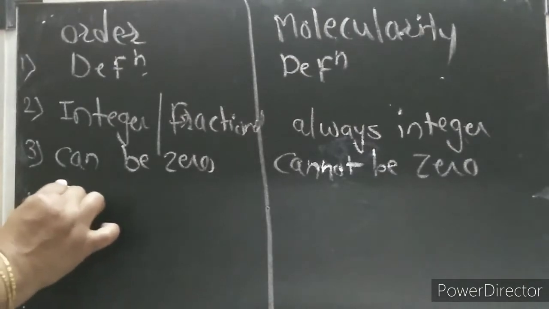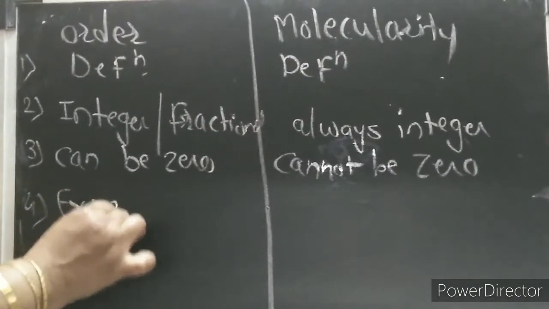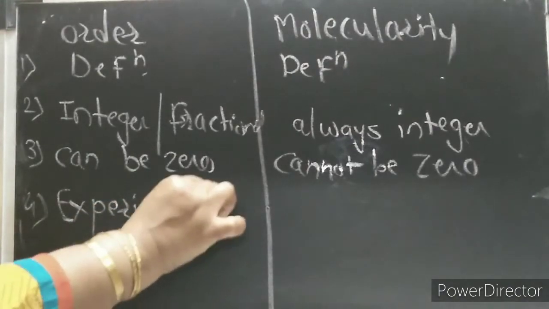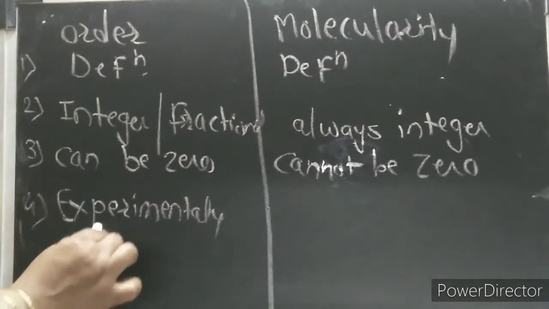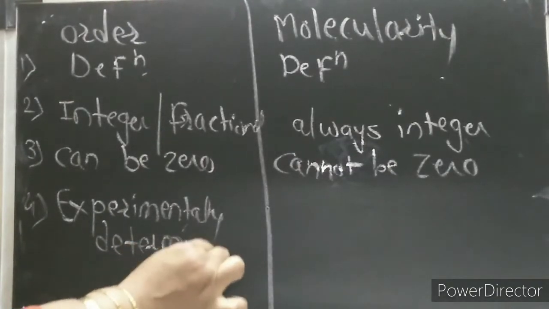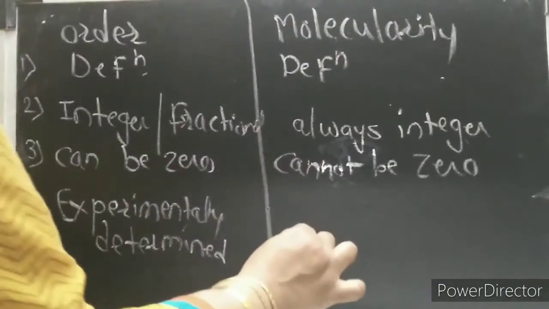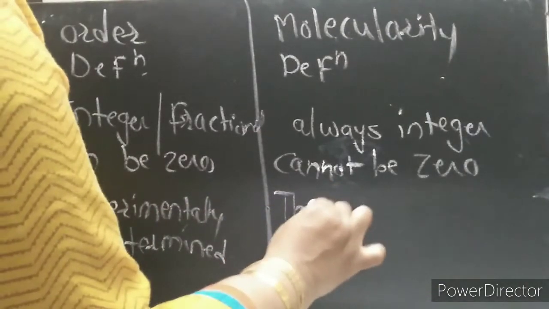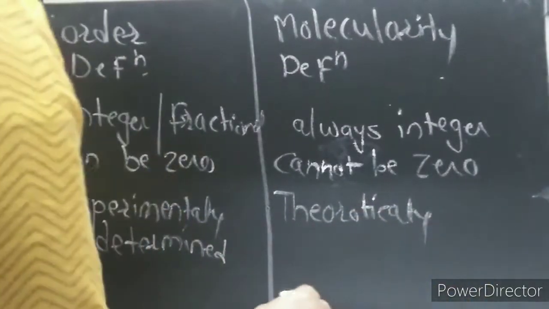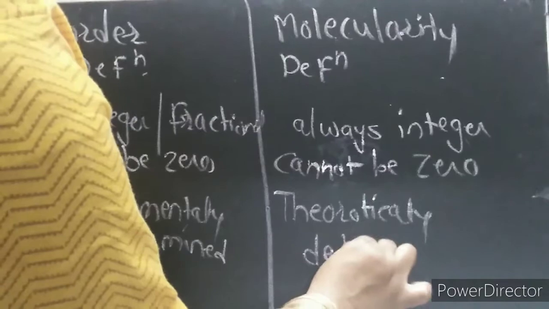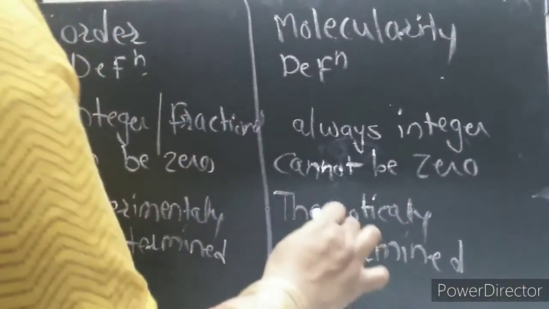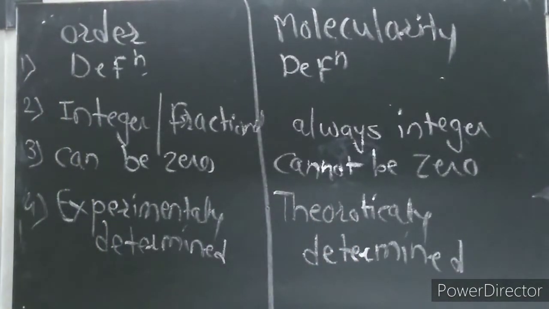Order of reaction is experimentally determined. But molecularity can be calculated theoretically. Theoretically determined. So this is the distinguishing part.